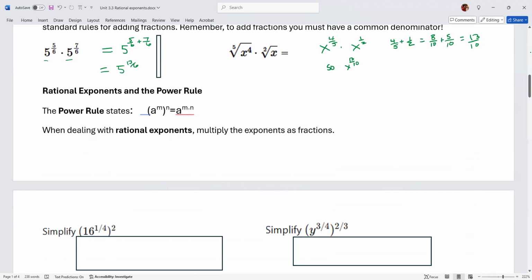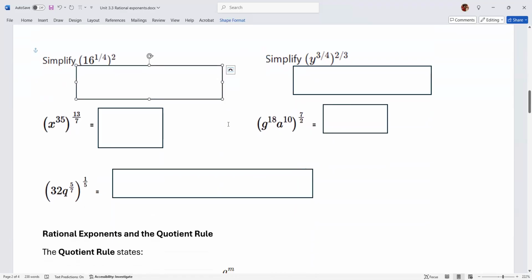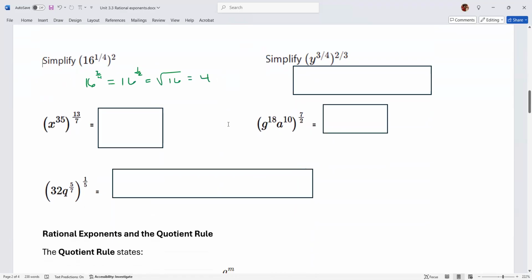Here's the power rule that we've already talked about. A power raised to a power, we multiply the exponents. I'm not going to go into great detail. I think you'll be able to work these out, but let me just clear out some of these. If I multiply 1/4 times 2, I get 2/4, which simplifies to 1/2. So that's 16 to the 1/2. But if I've got to simplify it, here's where it becomes easier to turn it into radical notation. That is just the square root of 16, which is 4.